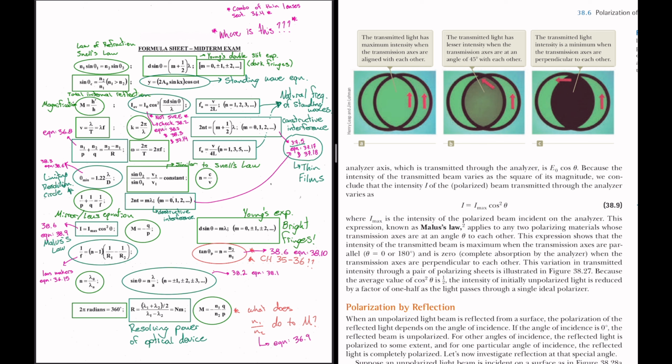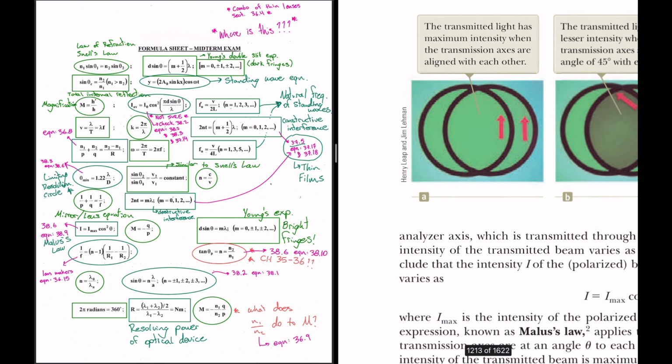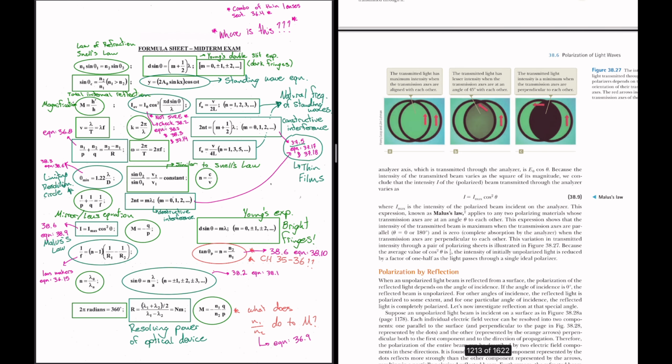So cosine of 0 equals 1. Hold up. Cosine of 0. Oh, I said cosine of 90 degrees. Let's make sure this is in degrees. Cosine of 90 is 0, and 0 squared is 0. So I max times 0 gives you intensity of 0, which makes sense. If you plug in cosine of 0, so the angle difference between these is 0 degrees, you get maximum intensity.